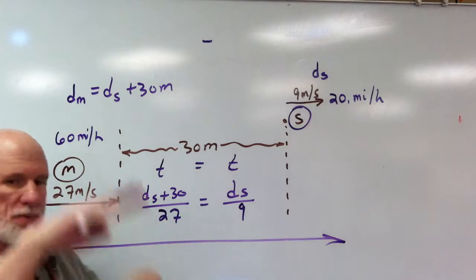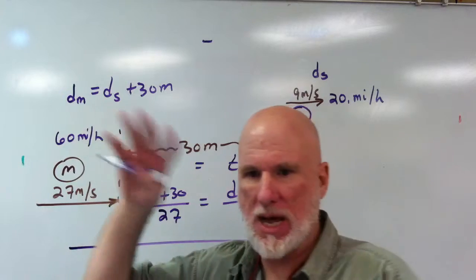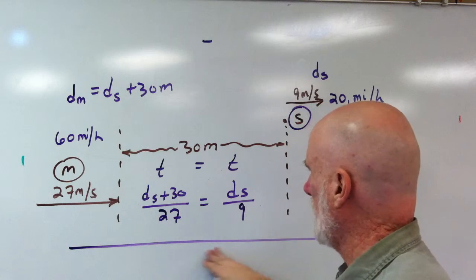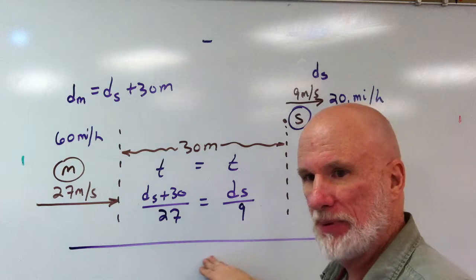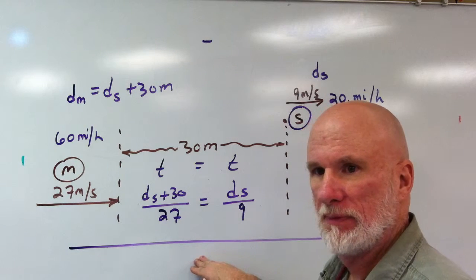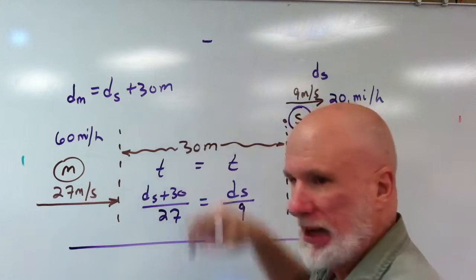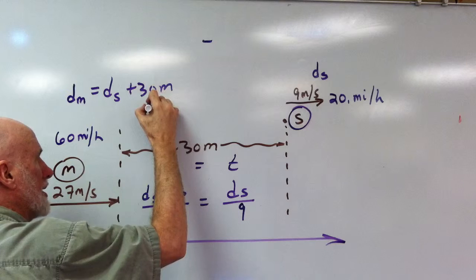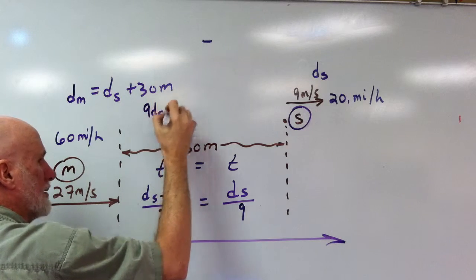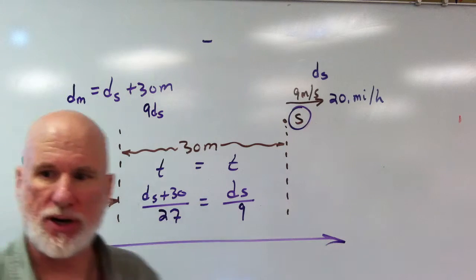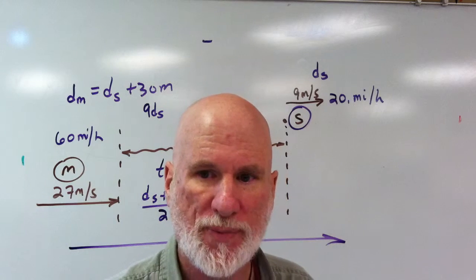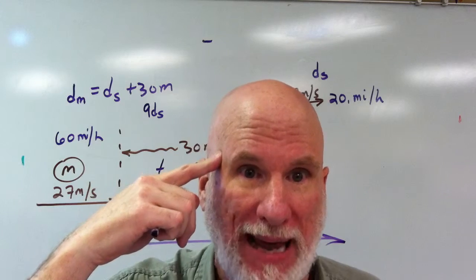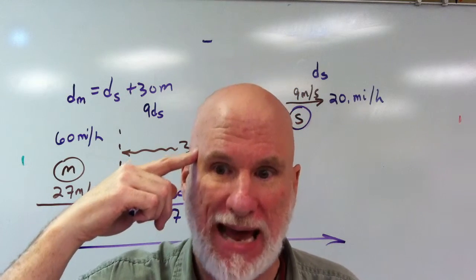Now, cross multiply. We have 9. Can I write down here? Do I have enough room? All right, so I'm going to put it up here. So what is 9 times ds? It's going to be 9 ds, right? What's 9 times 30? 9 times 30 is 270. Mental math. Excellent.